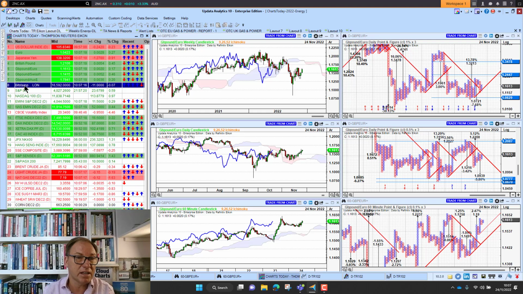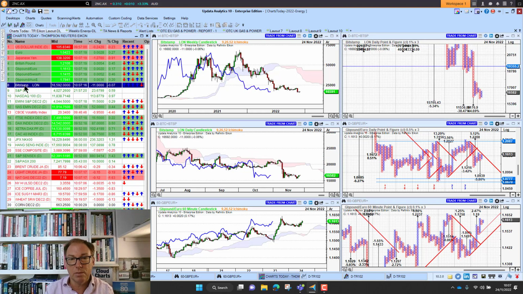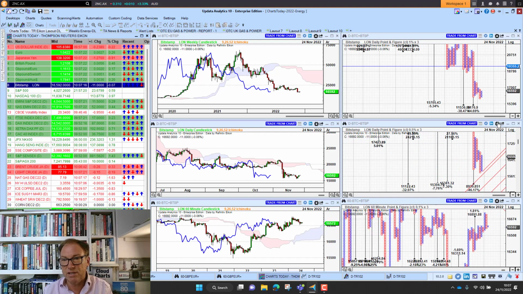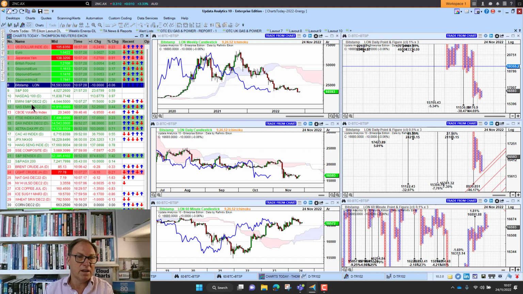Bitcoin is sitting at $16,500. We've had a little bit of a recovery there, but of course the trends are unchanged. We do have these downside targets that have been activated, so that is quite key for Bitcoin.